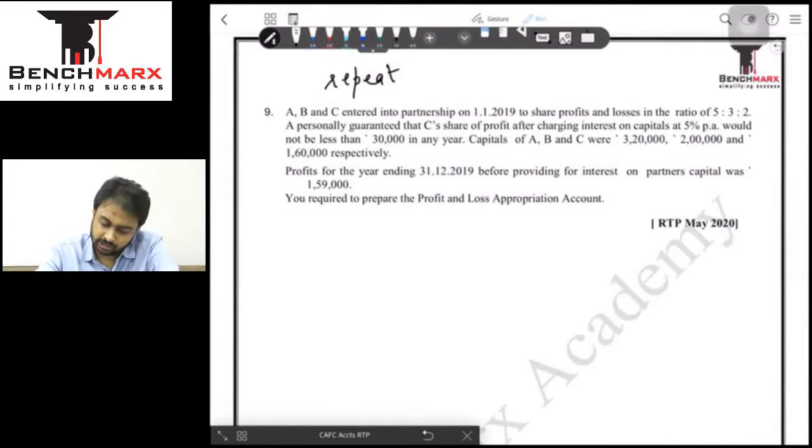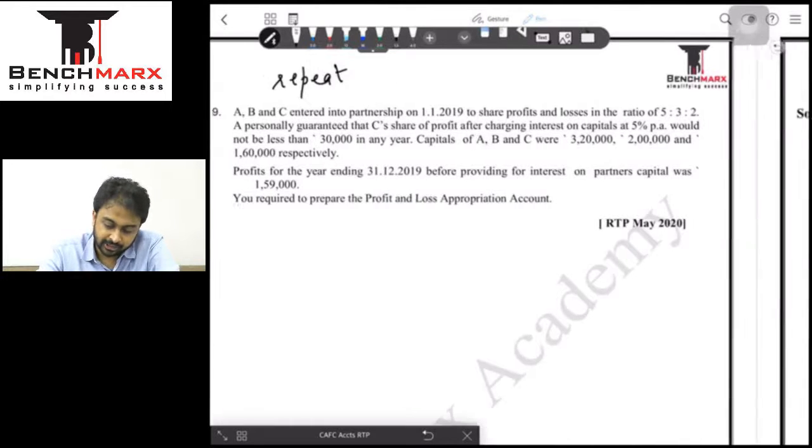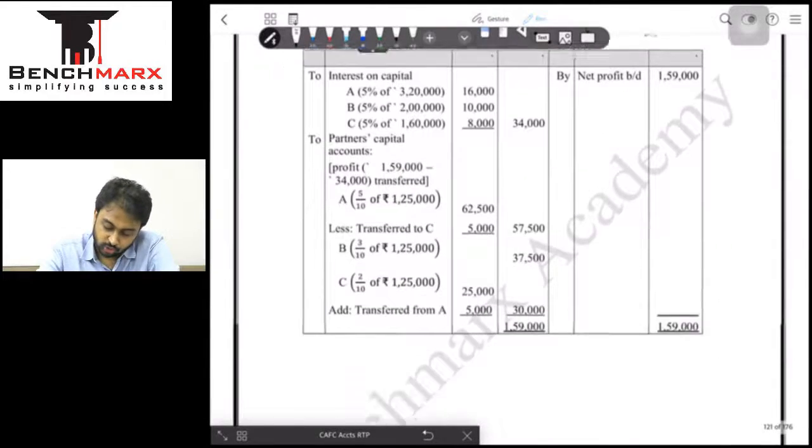guaranteed profit वाला question था. Numbers भी same है, answers भी same है, partners के नाम भी same है, everything is the same. So we will again not invest time in solving repeat questions. So this we have already done.